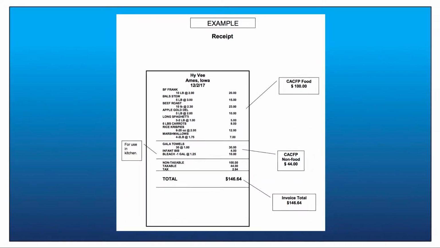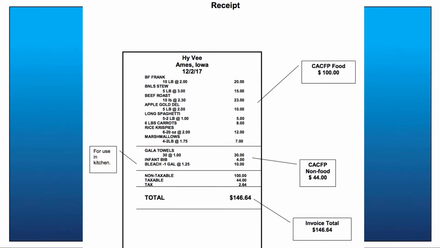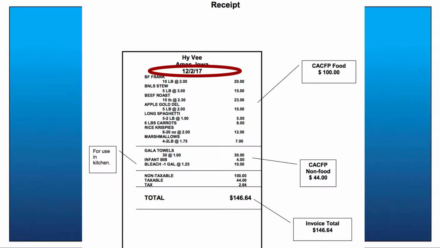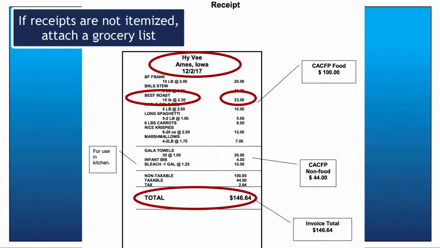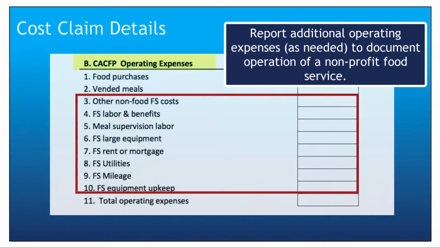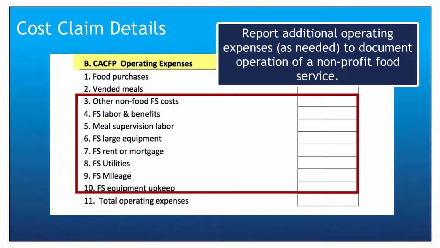Document food costs on the monthly claim file with itemized receipts or invoices. Receipts must include the date, store, item name, cost, and total cost. If receipts are not itemized, attach a grocery list. Report additional operating expenses only as needed to document operation of a nonprofit food service.